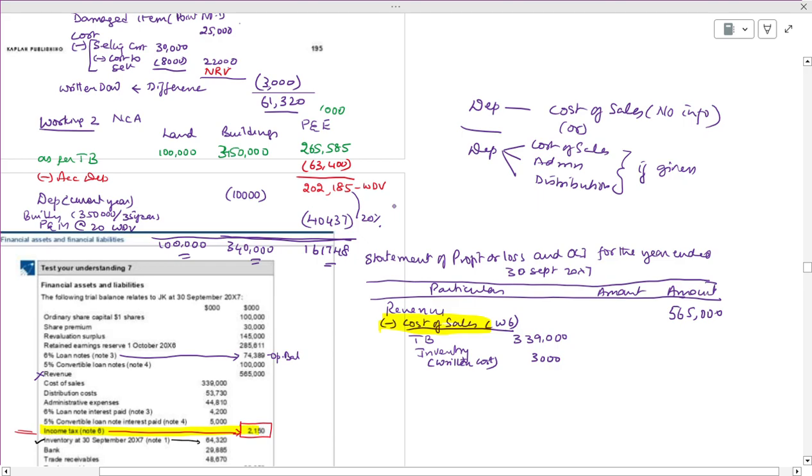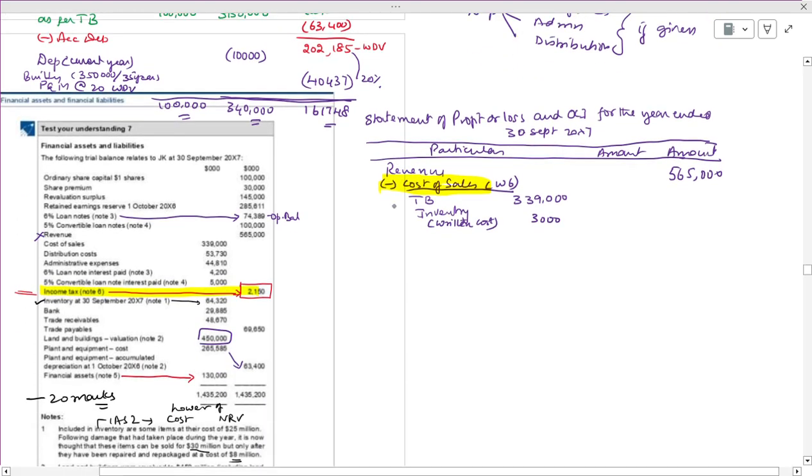This is the change you are making from your previous knowledge, as per the reporting standards. Depreciation has to be charged. Keep it in mind. Full stop. That's all. Depreciation has to be charged to cost of sales if no information is given. If they give information that cost of sales is 60%, administration is 20%, and others 15%, 5%, then do it accordingly. If they have not mentioned anything, straight away we show depreciation in cost of sales.